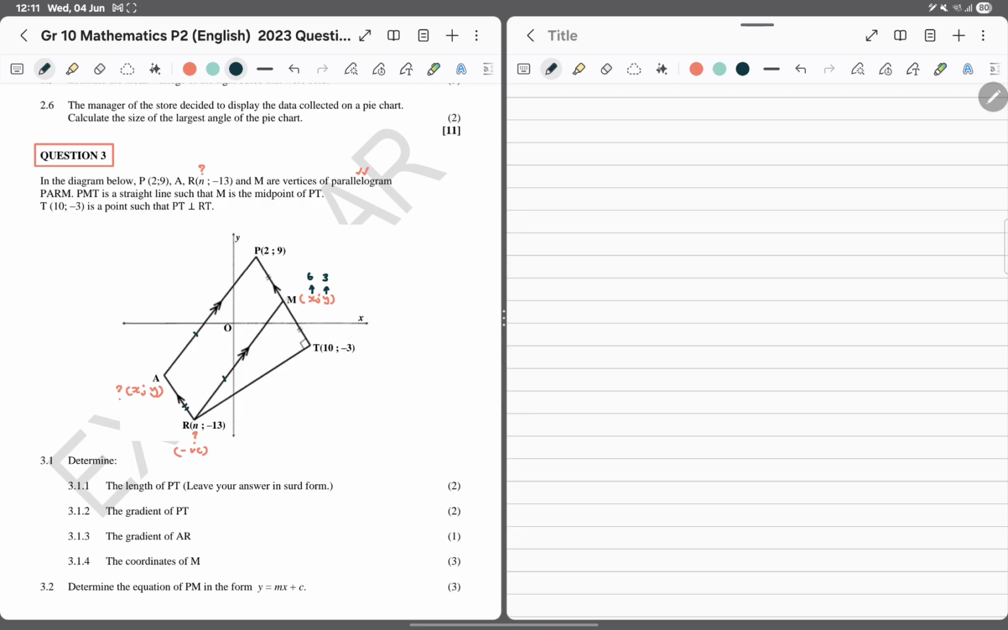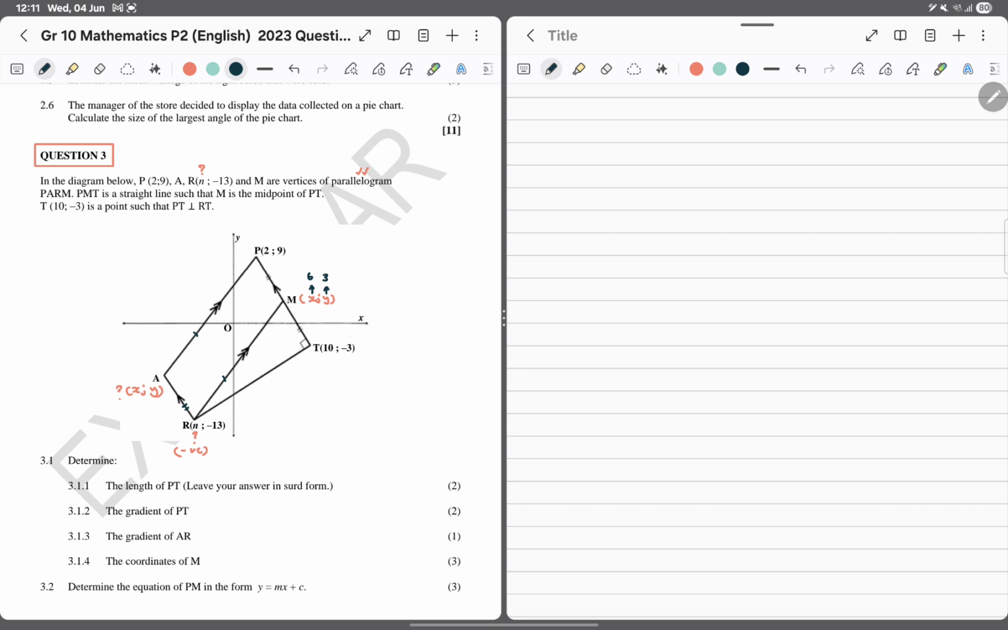But since we can find the gradient of PT, we can also say the gradient of RT multiplied by the gradient of PT should be -1 because of this perpendicular relationship. As a result, we will only have one unknown in that equation, so we can solve for R n using that. And once we have the full coordinates of R n, what can we do?